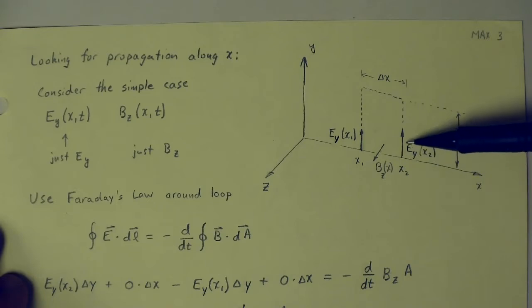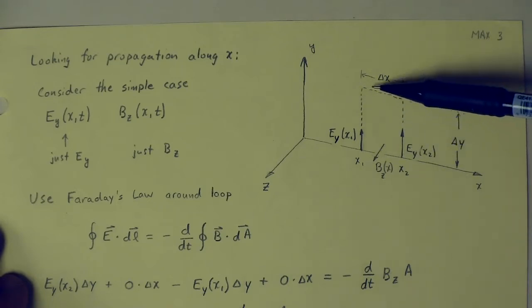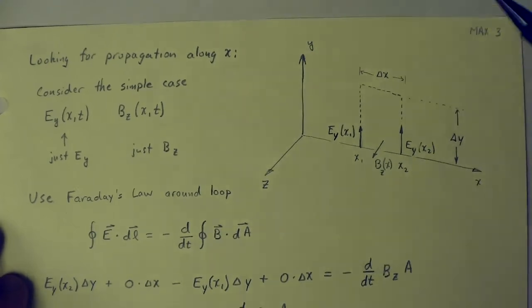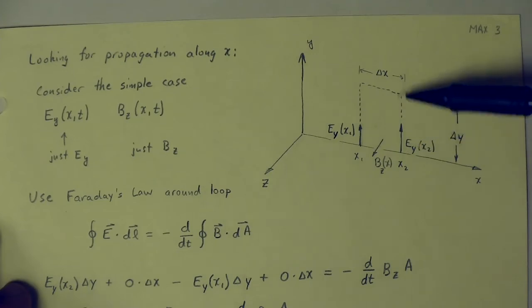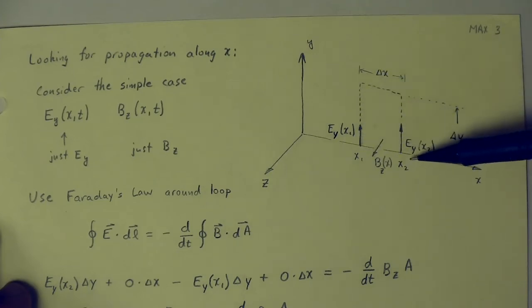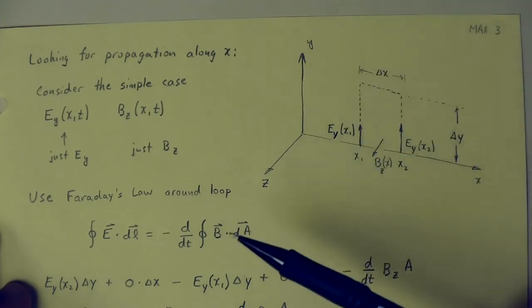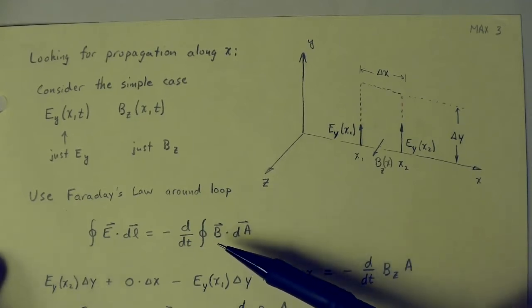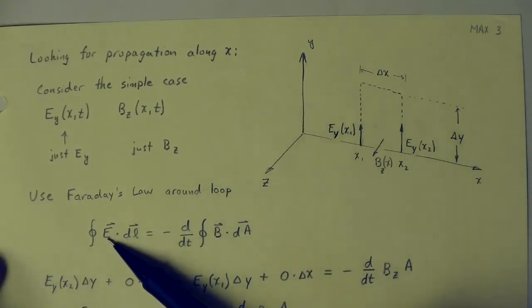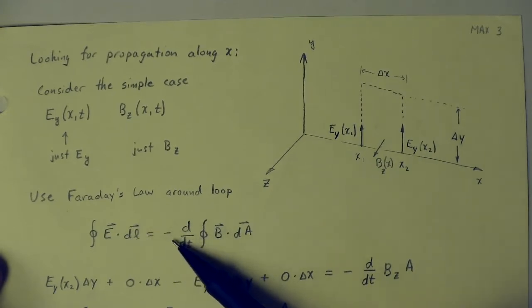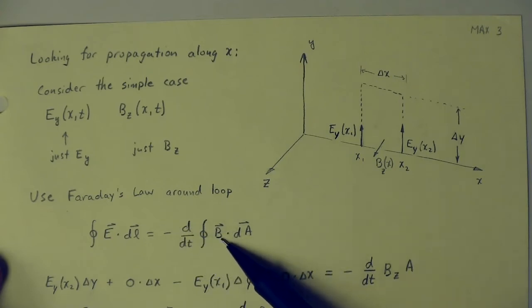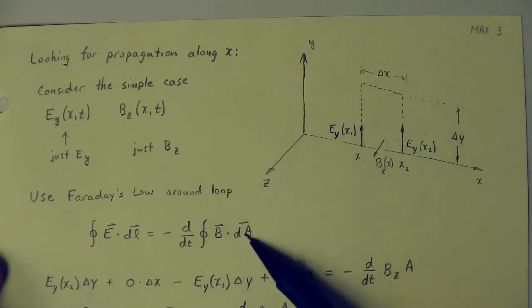We're going to consider walking around a little path here, this little path that has a delta y and a delta x that later on are going to become infinitesimal, but for now we'll draw them as big changes in y and in x. So we walk around this path, and we're going to use Faraday's law as we walk around that loop. Faraday's law says that the electric field dotted with the little elements of our path should equal the rate of change of the B field over that area.